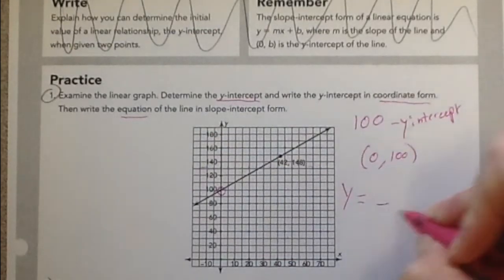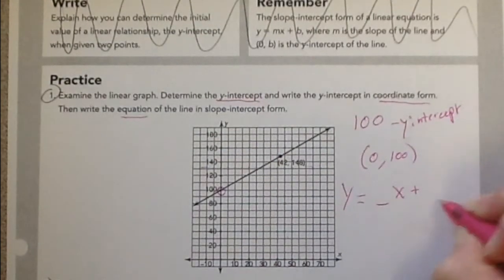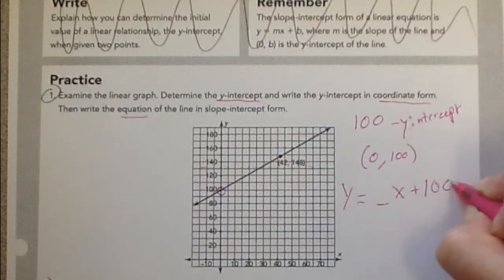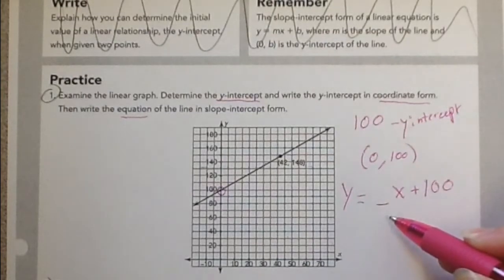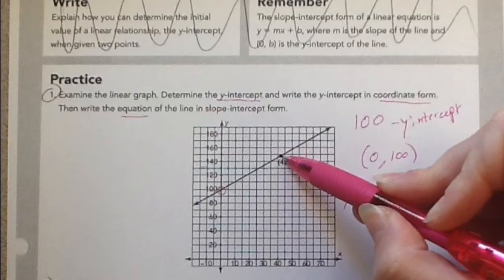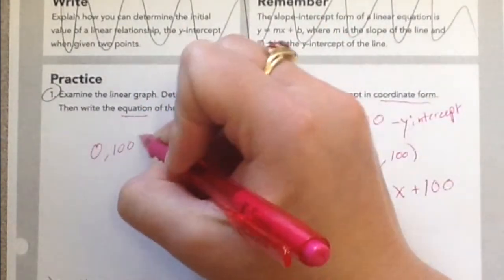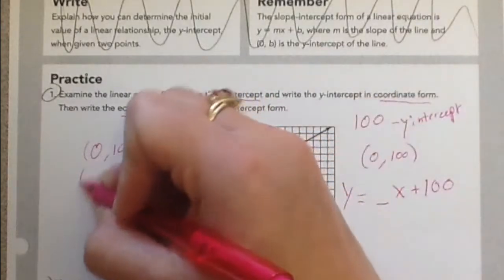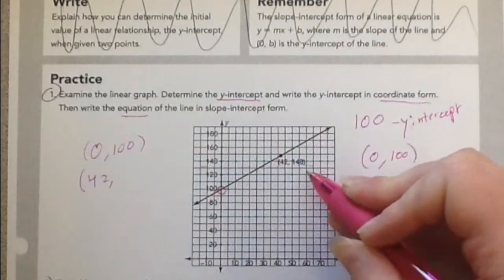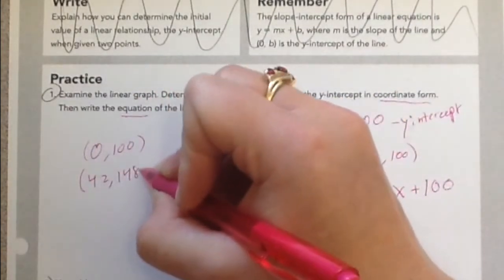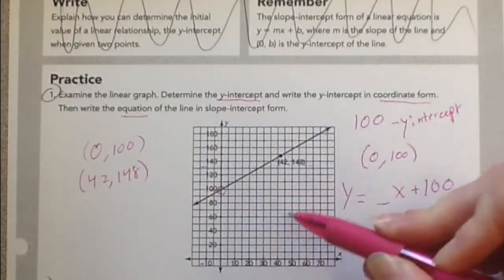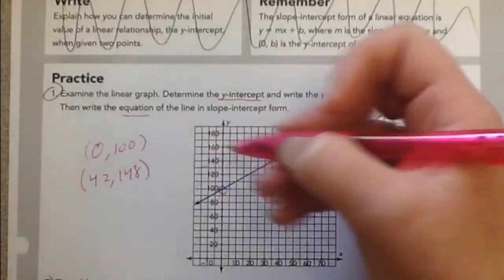Y equals some sort of mx plus b, where b we just found out was 100. So now we need to figure out the slope, the rise over the run. So we know we're starting at 0, 100, and then they give us this other point, 42, 148. And of course you don't have to use that point, you can use any of them, but it's kind of convenient that they gave it to us.